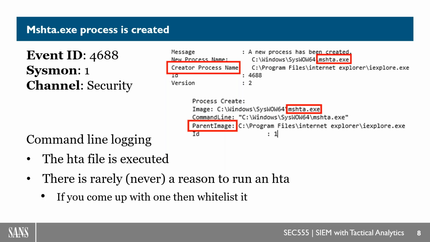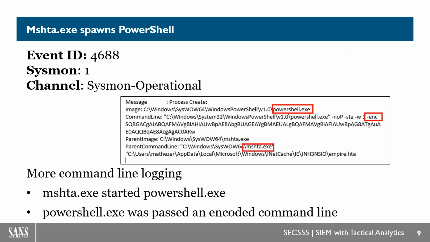And if for whatever reason you have a need to do this in your organization, then figure out what that is and just exclude those logs, whitelist it so we don't see those logs, because you still probably care if somebody is opening HTA files. And then you really care if you see something like MSHTA starting PowerShell. So again, same detection here. We're using event ID 4688 and Sysmon to catch PowerShell executing.